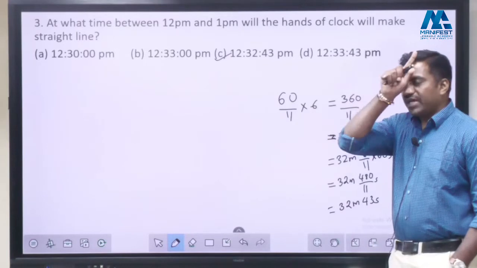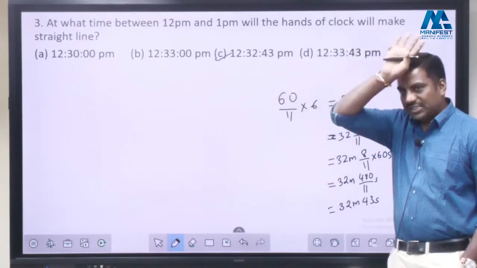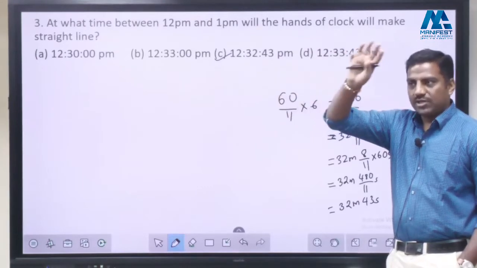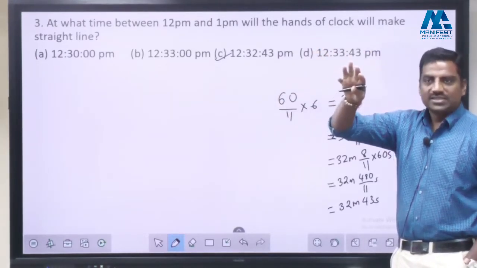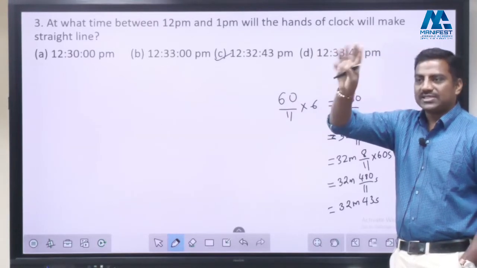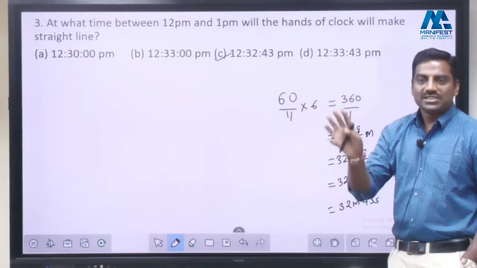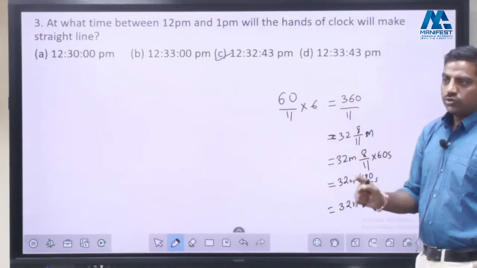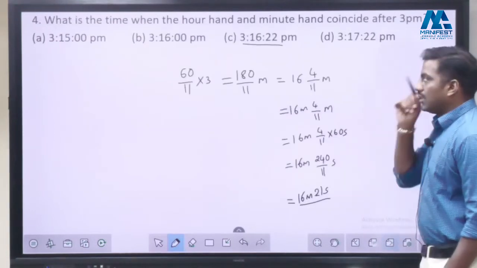Just imagine where the minute hand is in whatever the question. Multiply by 60 by 11, especially for 0 degree and 180 degree, full angle or straight angle. Just imagine where the minute hand has gone. It has crossed what number? Multiply by 60 by 11. Done? No issues? Yeah. Next.